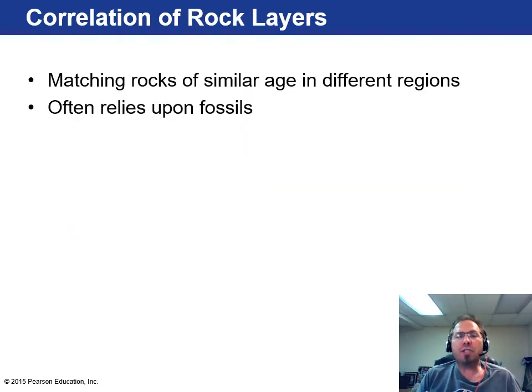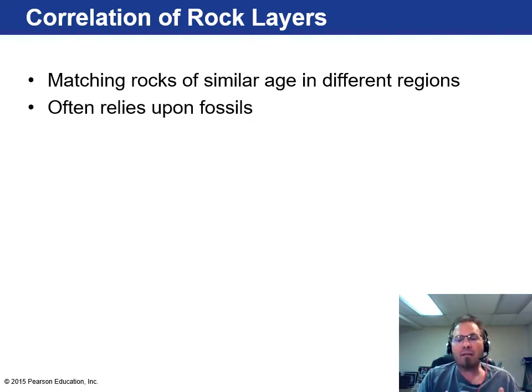Now, correlation of rock layers is matching them up of similar age in different regions. So you'll see this as we go along, but this is sort of how they started figuring out plate tectonics. So rather than just the rocks that are in the Grand Canyon, what about the rocks that are in the Grand Canyon and in another area in, let's say, Nevada or Utah or something like that? Do they match up in terms of their ages? And that's how you can start to figure out which one is older or younger. Again, this is relative dating.